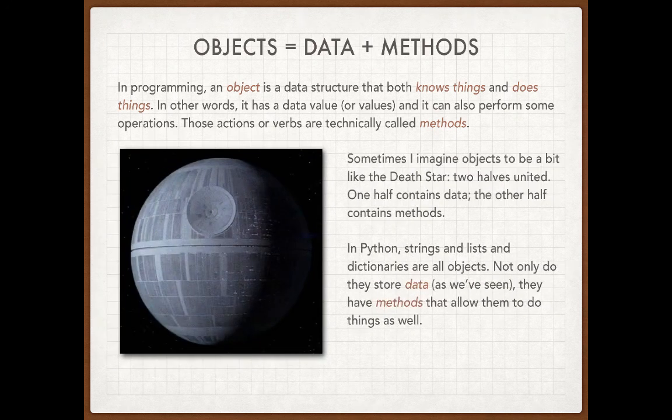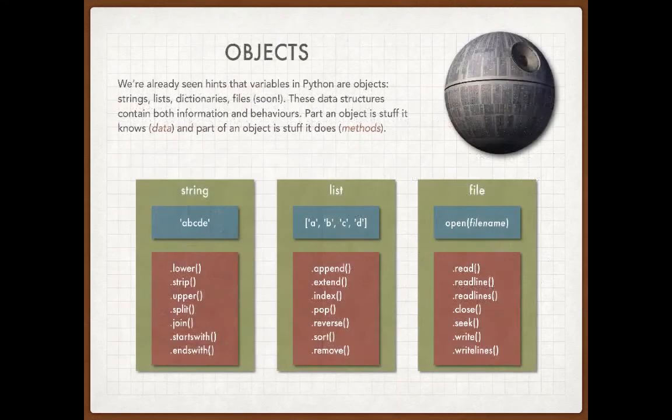For some reason, I think of objects a bit like the Death Star in Star Wars. They're two halves united. The top half is all business. It does some stuff. It can shoot. The bottom half is just full of databases and data and people who are analyzing stuff. I don't know why I think about objects as a three-dimensional representation of the Death Star, but you can think of them however you want to.